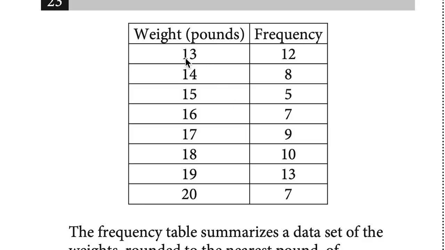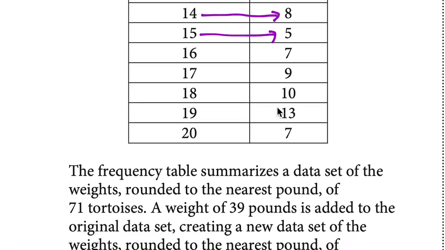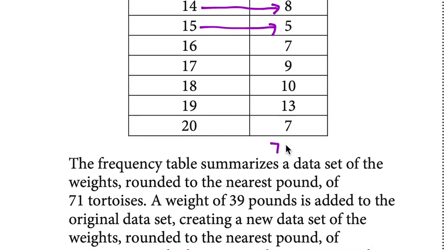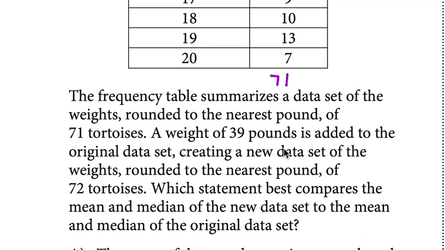That means 13 pounds is the weight of 12 tortoises. It is rounded off, right? And 14 pounds is the weight of 8, 15 pounds is of 5, and what is the total? 71 of these. Okay, a weight of 39 pounds is added to the original data set, creating a new data set of the weights. That means one more tortoise weight is added here. Frequency is 1, and now the total number is 72.